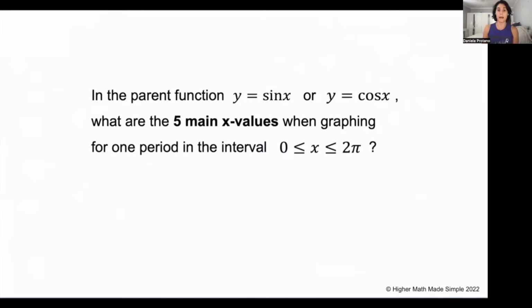But in the meantime, I think it's really important. A lot of people lack it. It's pretty much just algebra 1 skills, finding the 5 main x values when graphing the period of a sine or cosine function. And so it's pretty much just taking the average, so adding two numbers together and then dividing by 2 and just doing that multiple times.